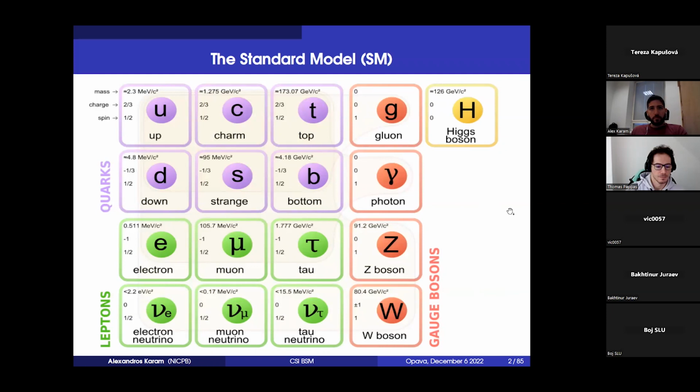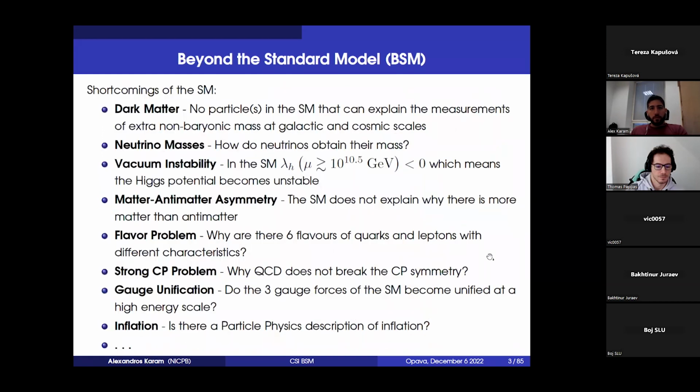It can describe three of the four interactions: the strong nuclear, the weak nuclear, and the electromagnetic. These are the gauge bosons. These are the 6 quarks, and these are the leptons. But nevertheless, the standard model has a few problems, or rather, there are some phenomena that it cannot explain.